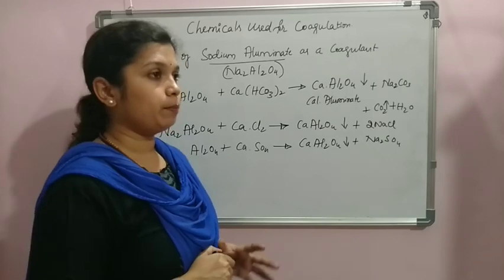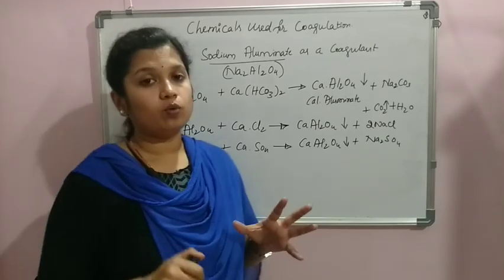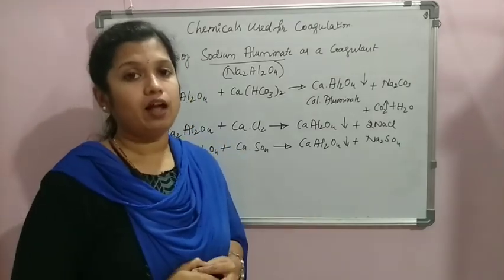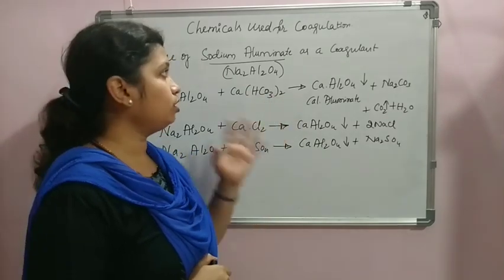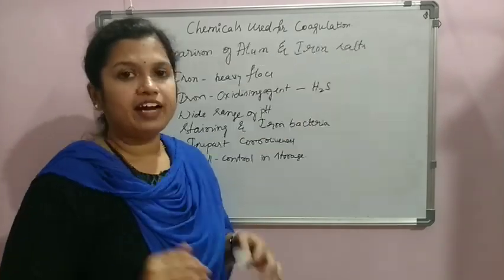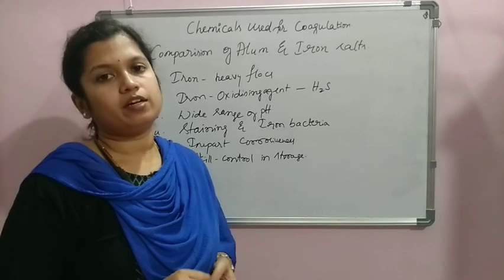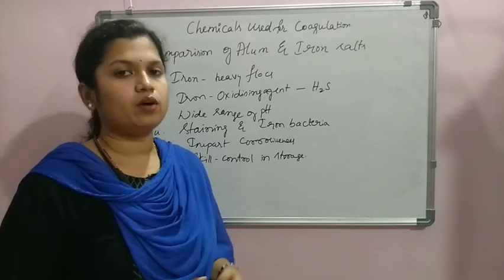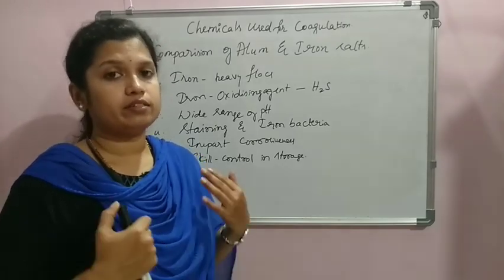But when we compare its rate, it is around 1.5 times costlier than alum. These are the things with respect to sodium aluminate. We have discussed the use of various chemicals as coagulants. Among them, we found alum and iron salts to be the most prominent.